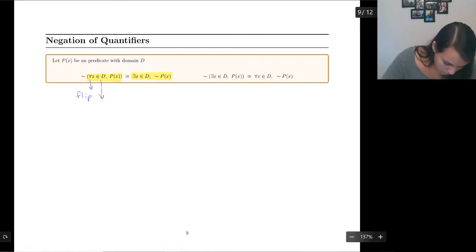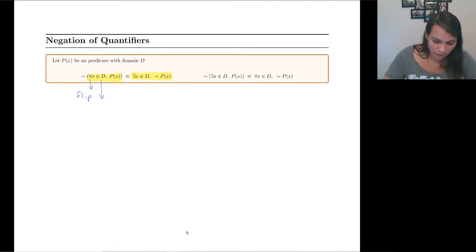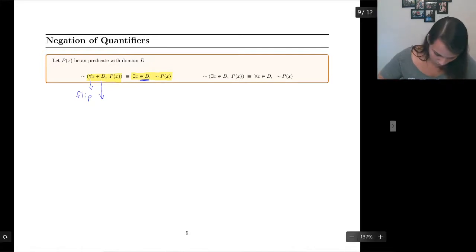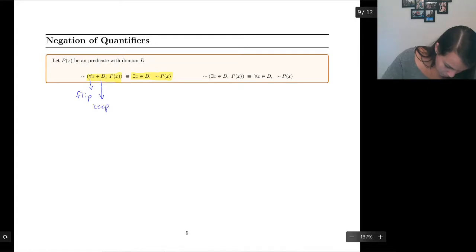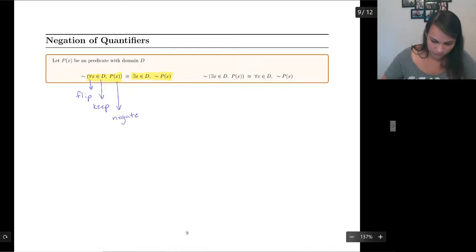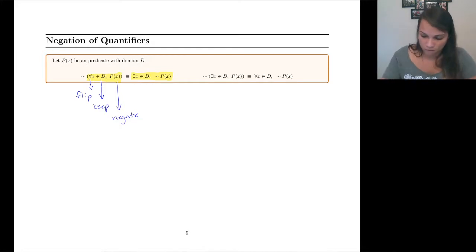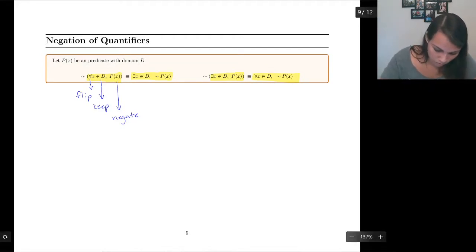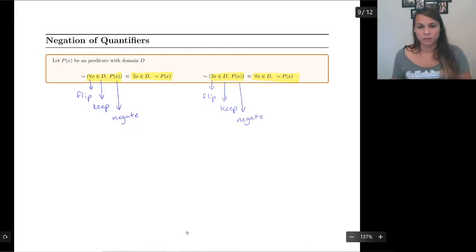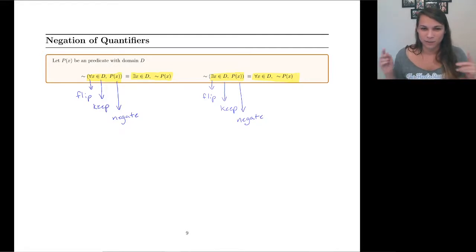And then, really big, notice the domain stayed the same. I didn't do anything to the domain on this side. So we want to keep the domain, but then we want to negate the statement P. See? There he is. He's being negated. And then the exact same pattern is going to follow for the existence. So if we do existence, we get something involving for all. So we flipped from existence to the for all one. We kept our domain. And then P needs to be negated. I don't know, something about being able to say flip, keep, negate kind of helped me turn the crank on these.